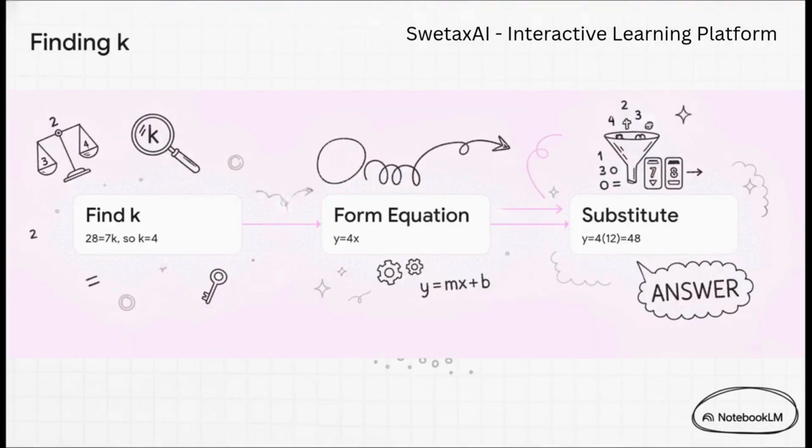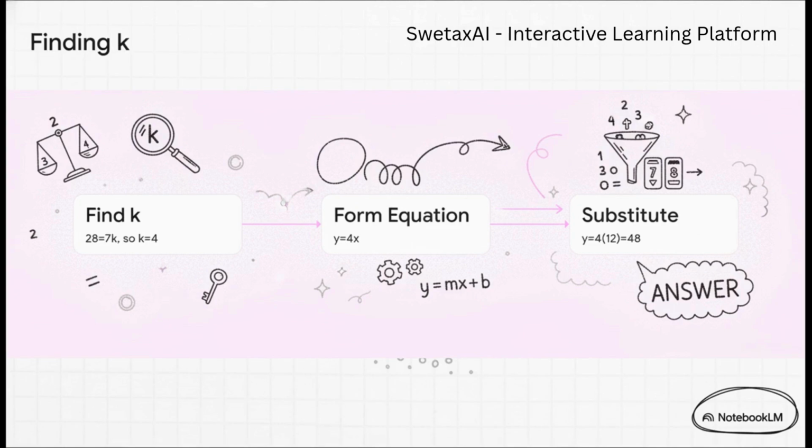Let's see this in action with a simple direct variation problem. Imagine we're told that y varies directly as x. We know that y is 28 when x is 7, and our goal is to find y when x is 12. Well, think about step 1. Find k. We take our template, y equals kx, and just plug in our knowns. 28 equals 7 times k. Divide both sides by 7, and boom, we discover that our secret key, k, is 4.